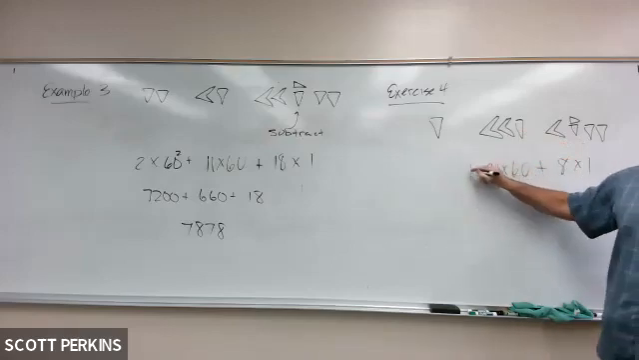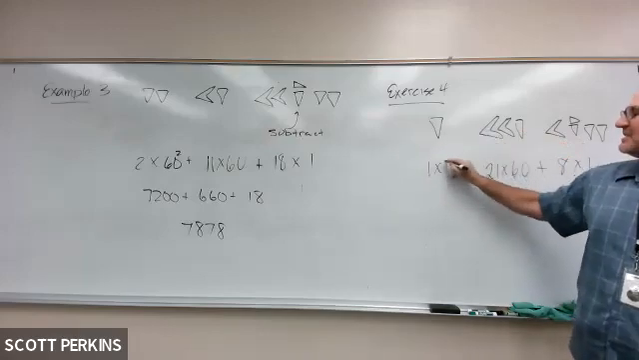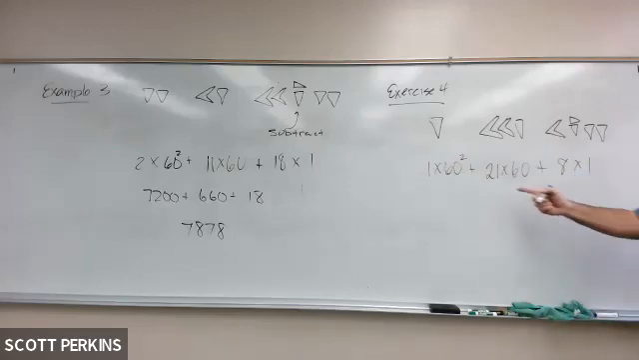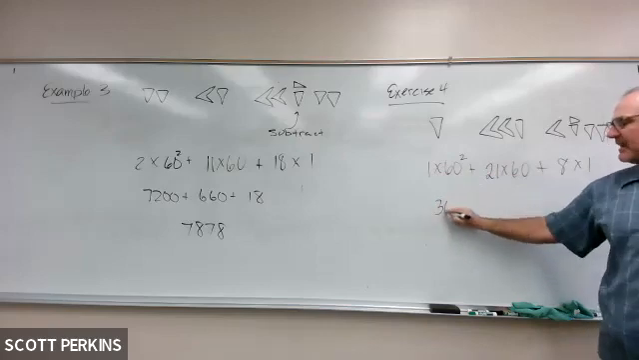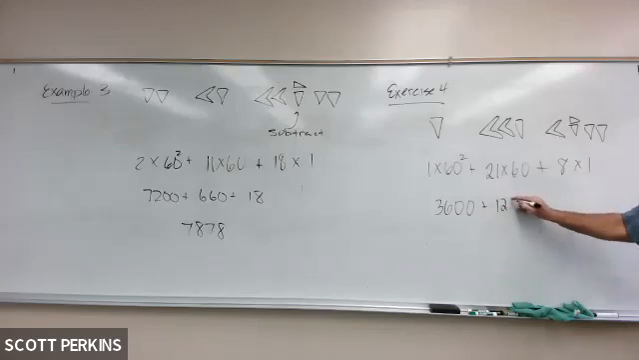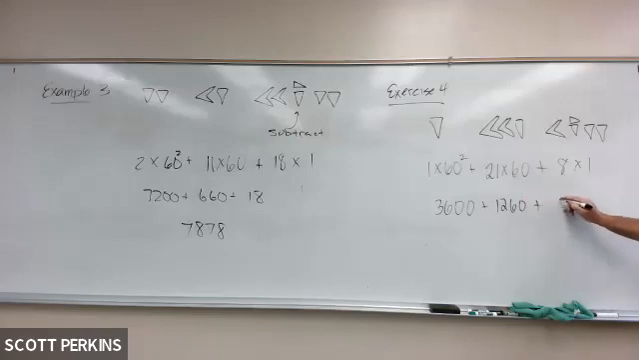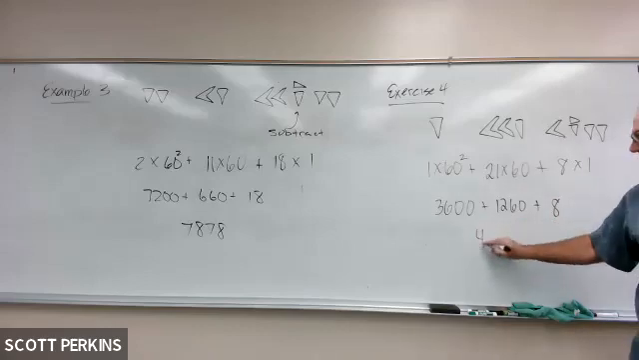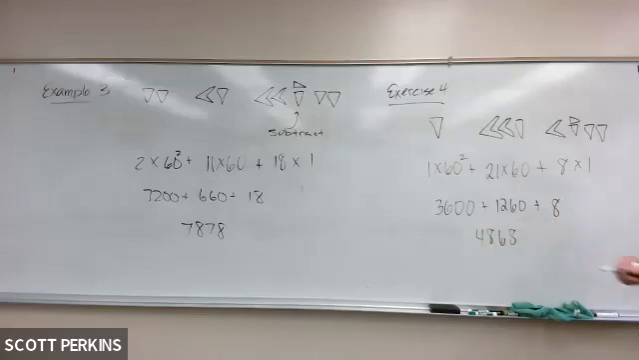And then finally, one group of 60 squared or 3,600. So 1 times 60 squared is 3,600. 21 times 60, what is that going to be? 1260, I'm going to go with that, plus 8. And when I add these three values up, what do we end up with? 4868, did I hear you right?